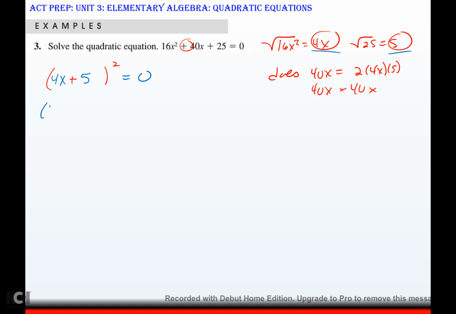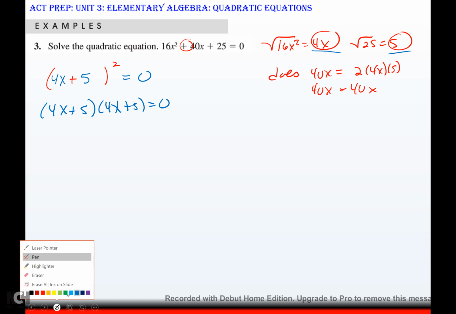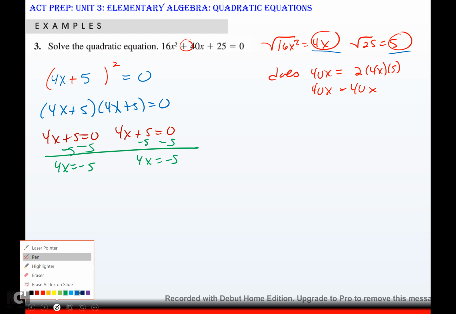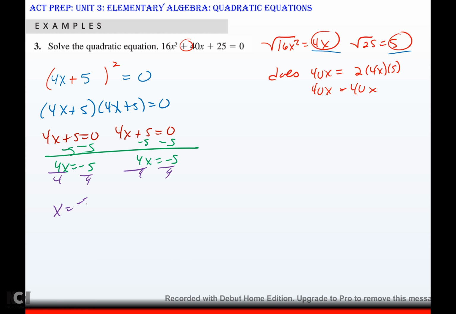Now, to solve this, what that means is you have two copies of 4x plus 5 equal to 0. So to solve, you set them each to 0 and solve for x. So 4x plus 5 equals 0. 4x plus 5 equals 0. They're the same factor, so minus 5 minus 5, I get 4x equals negative 5 on both. Divide by 4, and I get x equals negative 5/4 twice.